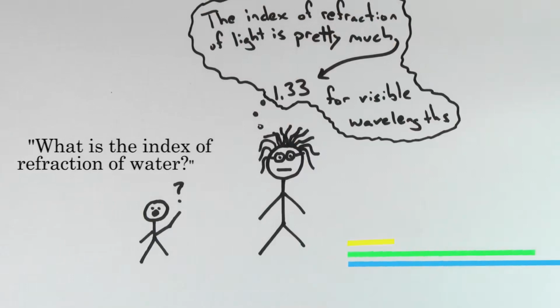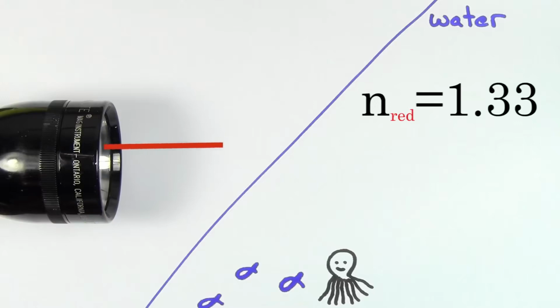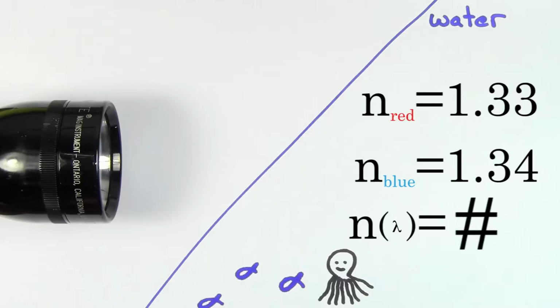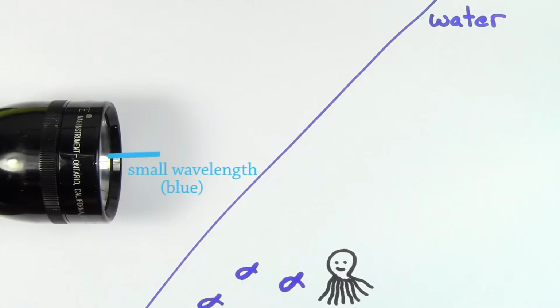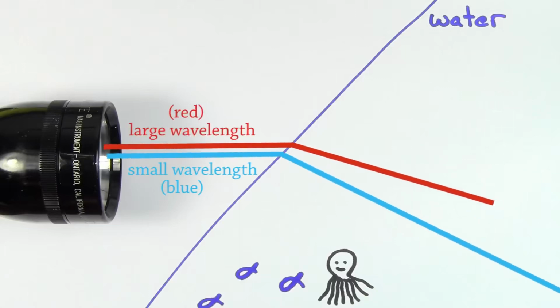However, each visible wavelength has a slightly different index of refraction in water. The index of refraction of red light in water is about 1.33, but the index of refraction of blue light is closer to about 1.34. In fact, for most materials, the smaller the wavelength of the light, the larger the index of refraction, which means smaller wavelength light will bend more than larger wavelength light will in most materials.